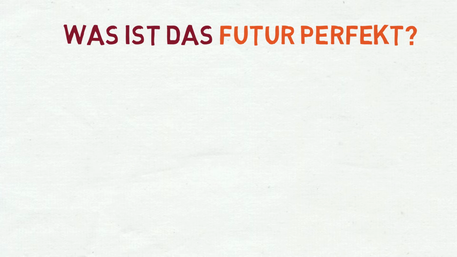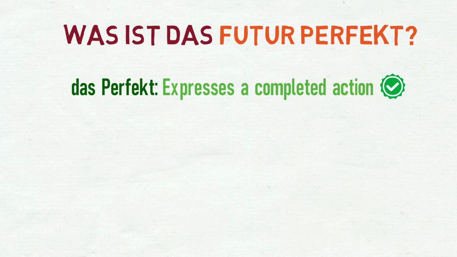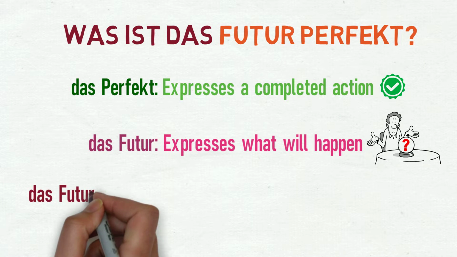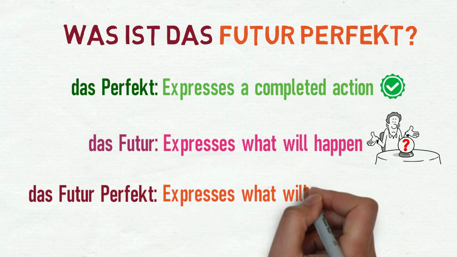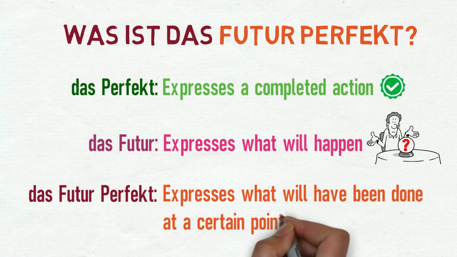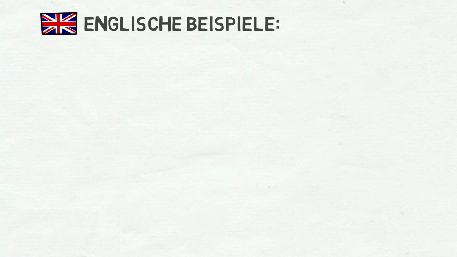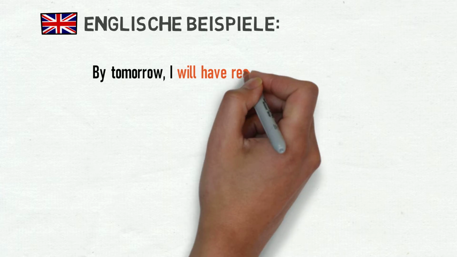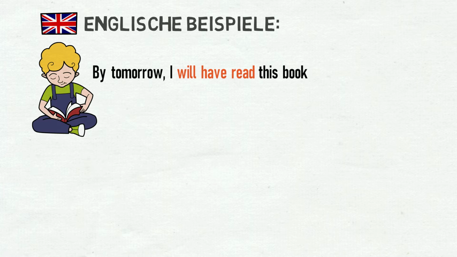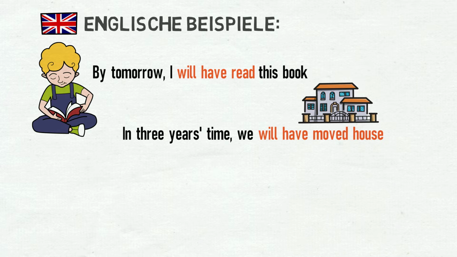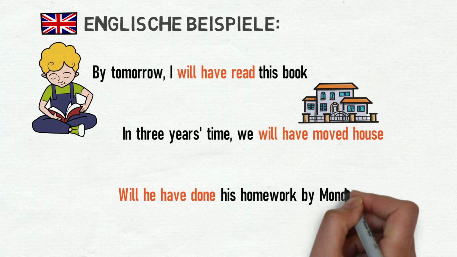In this lesson, we will be looking at how to form what is called the future perfect tense. The perfect tense is normally used to express a completed action, and the future tense is used to show us what will happen. The future perfect tense, therefore, tells us what will have been done at a certain point in the future. Let's look at some examples in English. By tomorrow, I will have read this book. In 3 years' time, we will have moved house. Will he have done his homework by Monday?